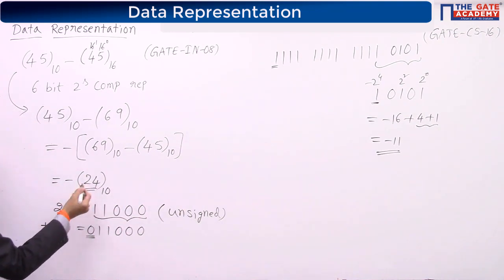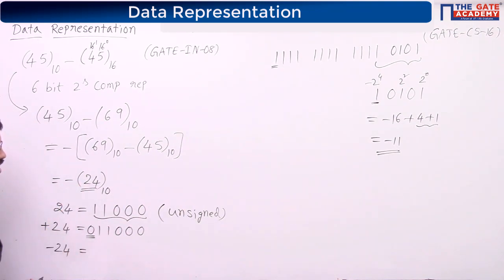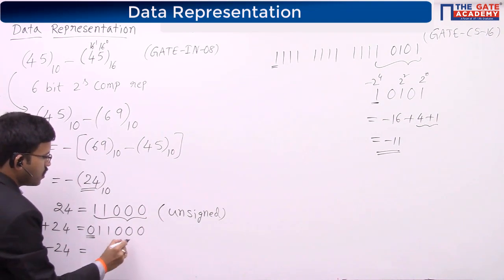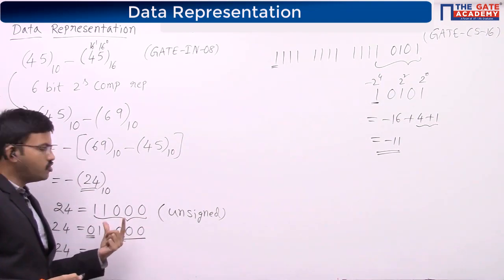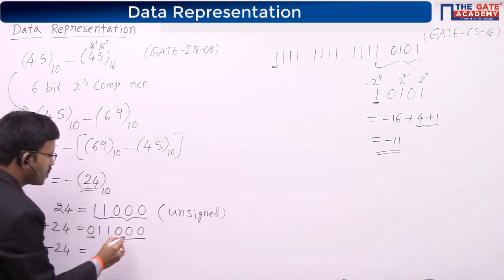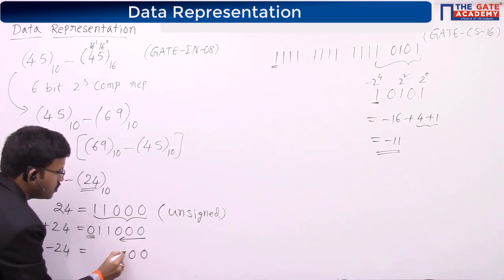Now we want to represent minus 24. Apply 2's complement to this one. From the right hand side, till you get the first 1, you copy all the bits. 0, 0, 0.